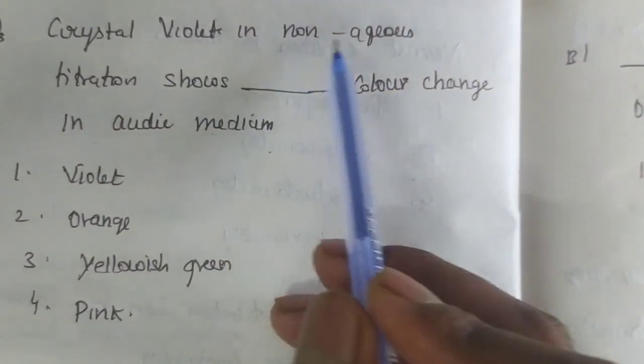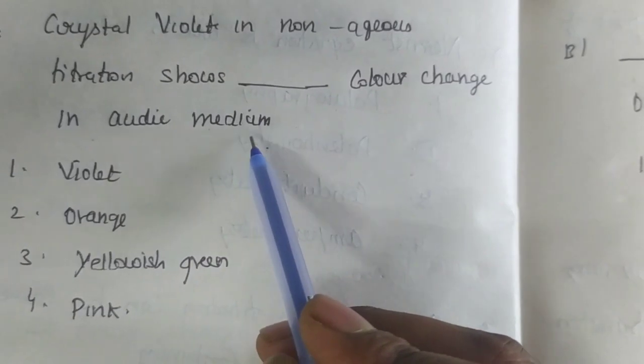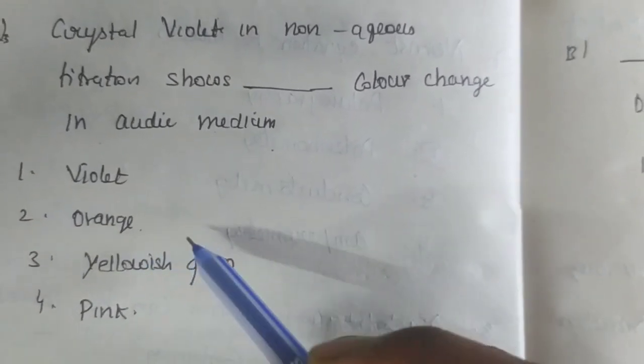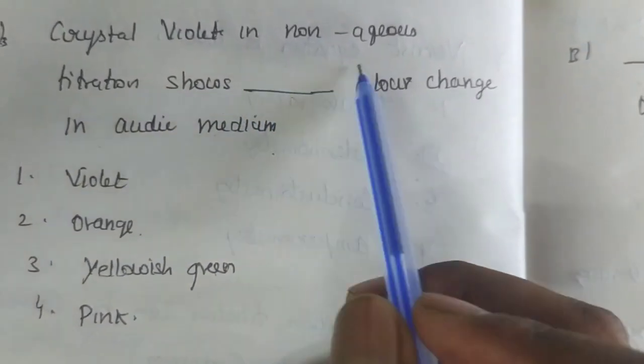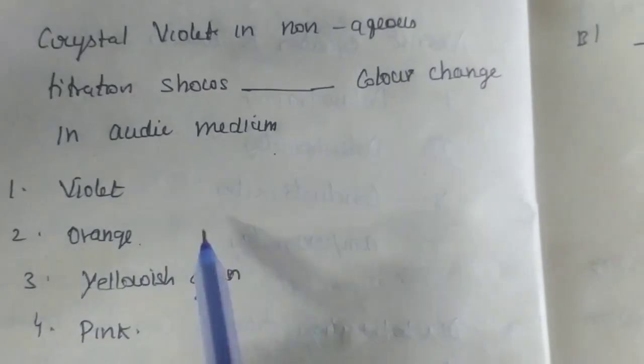Coming to the next question. Crystal violet in non-aqueous titration shows dash color change in acidic medium. Options are violet, orange, yellowish green and pink. The question is crystal violet in non-aqueous titration, that too in acidic medium. So the answer is yellowish green.